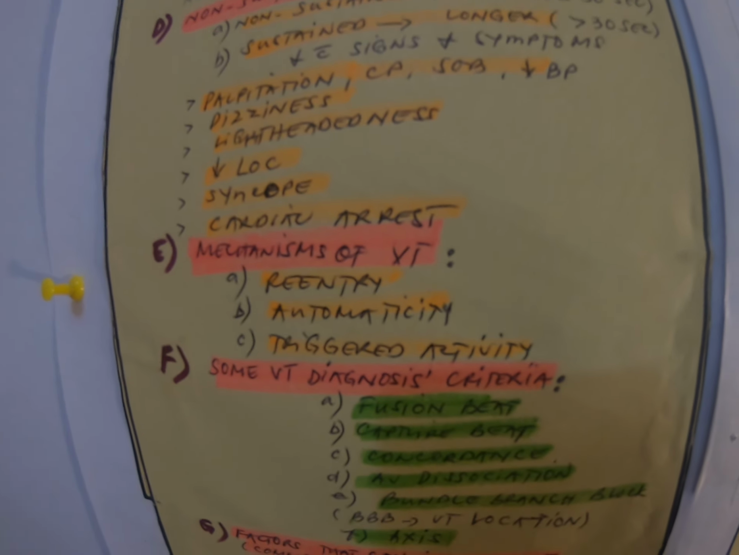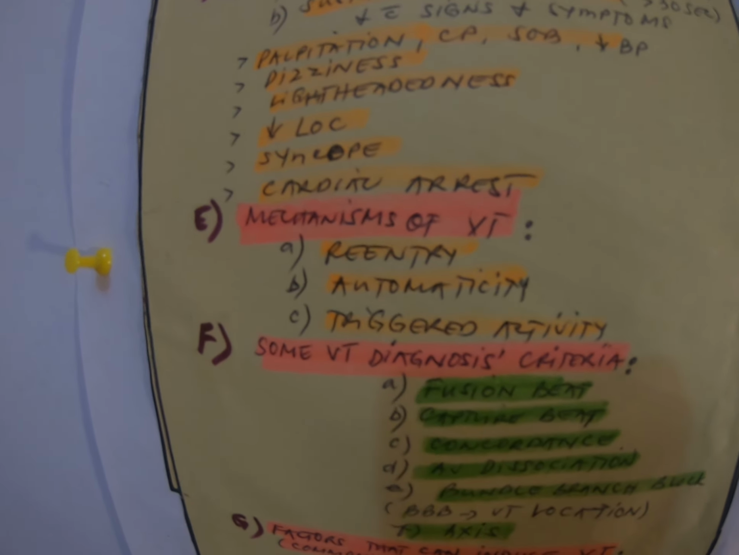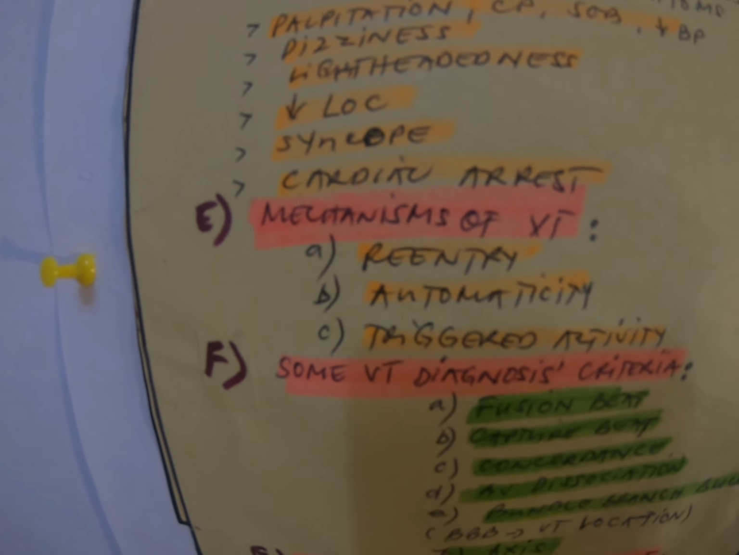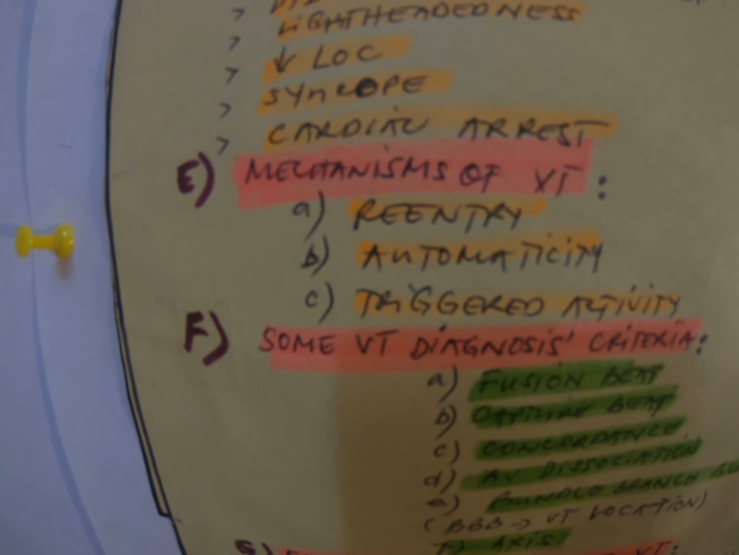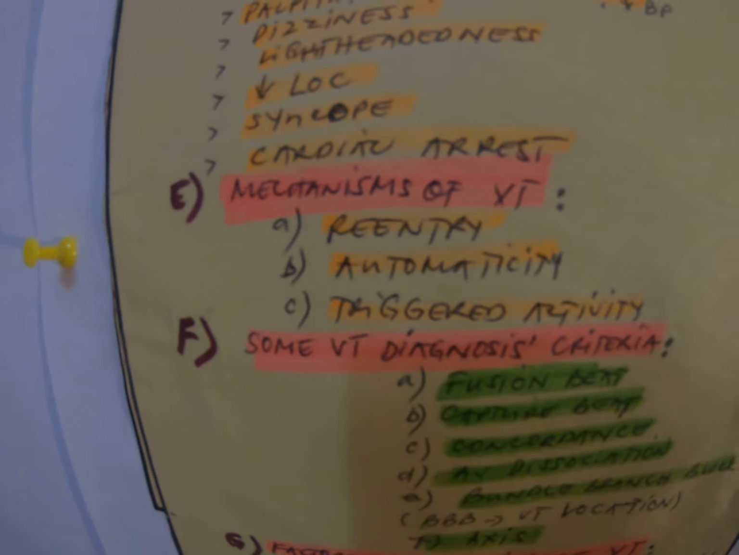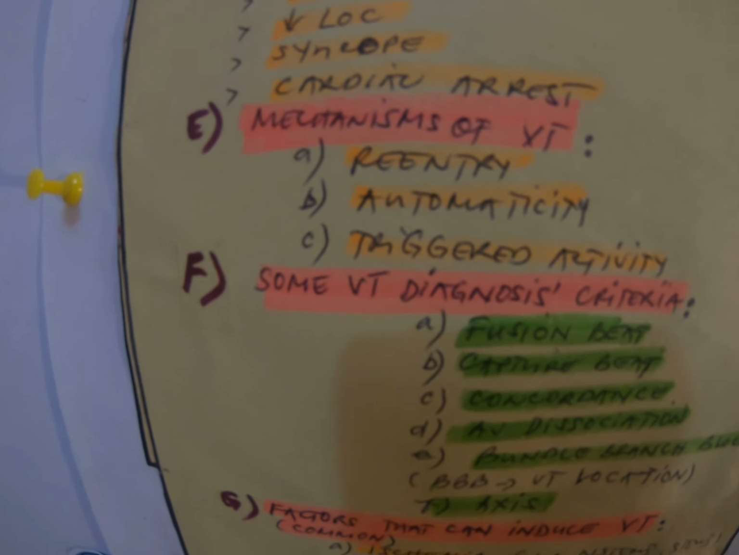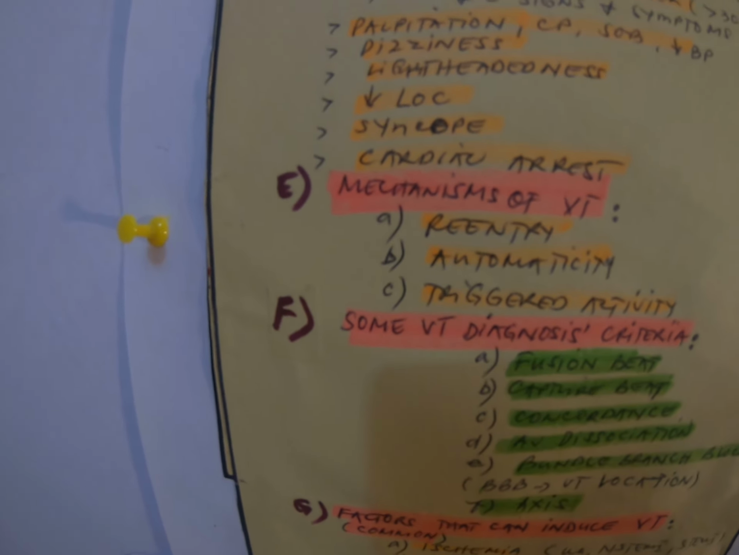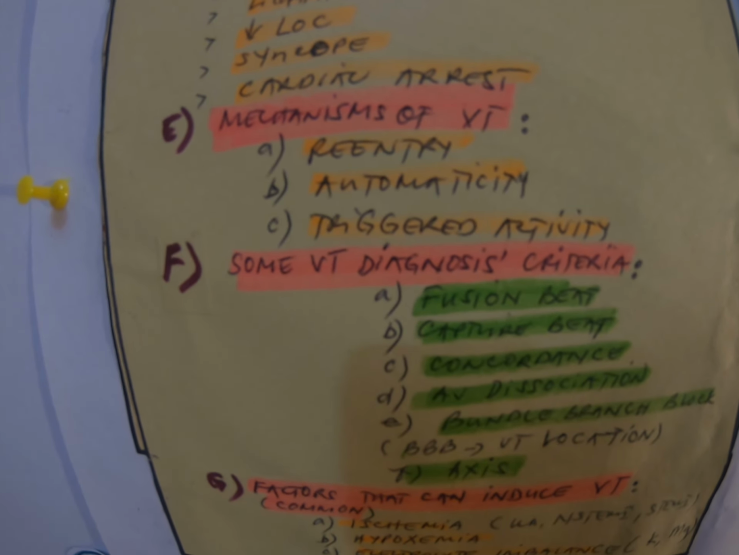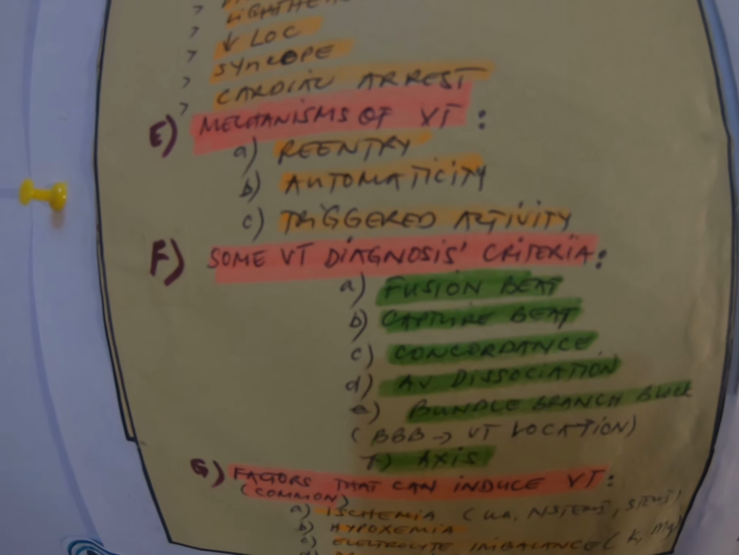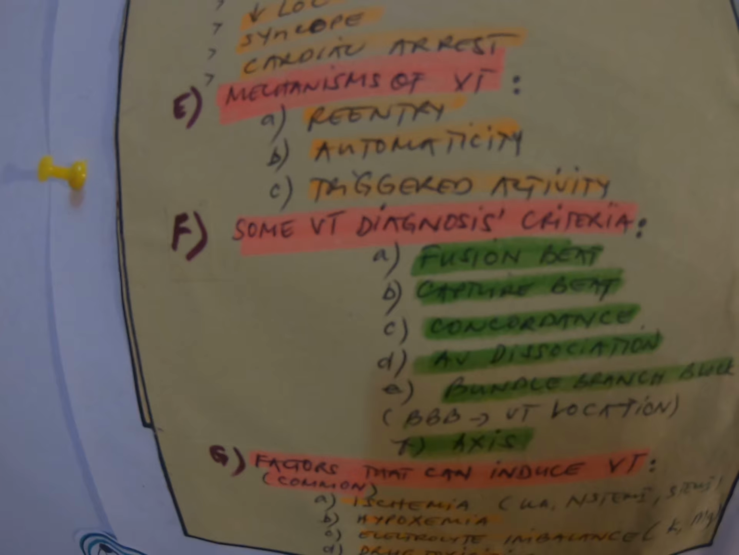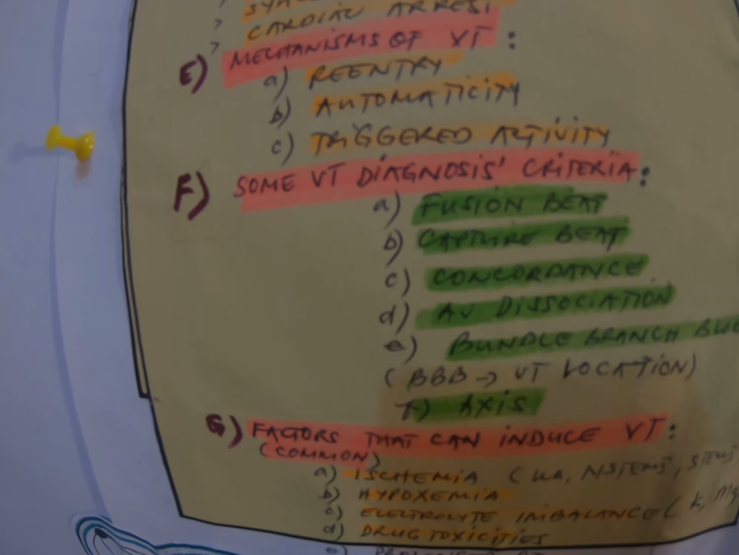Okay, so when you say reentry, once a part is infarcted, that is an infarct-related ventricular tachycardia. And for some, like the right ventricular outflow tract, they start either from the left or from the right ventricle. They are reentrant ventricular tachycardia.